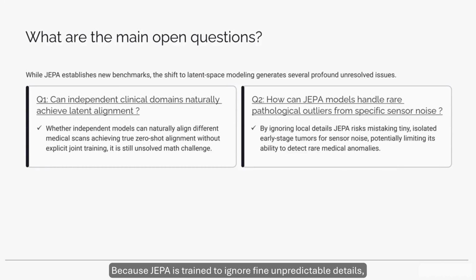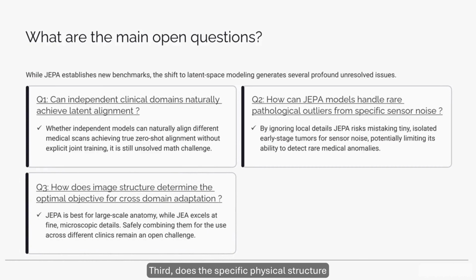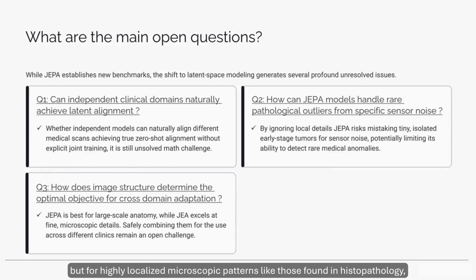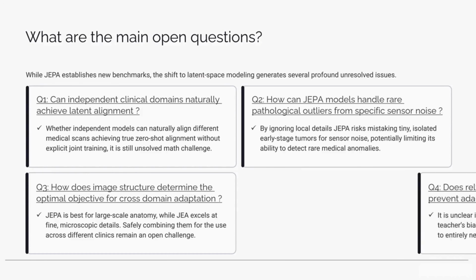Because JEPA is trained to ignore fine unpredictable details, there's some risk it might mistake a microscopic early-stage tumor for just another scanner artifact and ignore it completely. Third, does the specific physical structure of a medical image change how we train these models? Absolutely. JEPA is incredible for mapping large-scale global anatomy, but for highly localized microscopic patterns like those found in histopathology, we might actually need to safely hybridize JEPA with older traditional architectures to cross domains effectively.